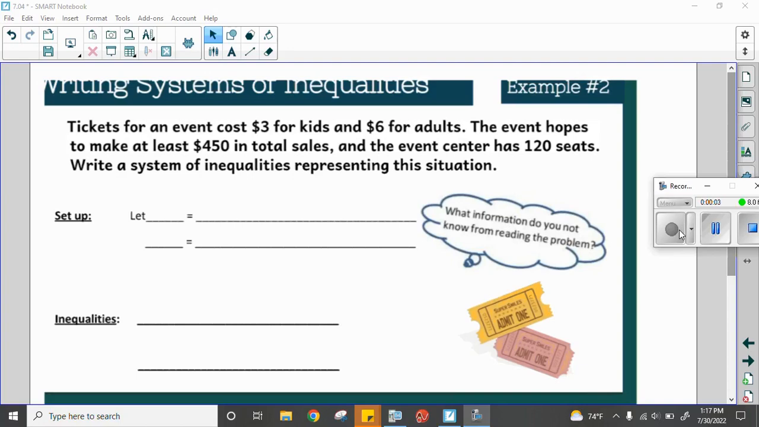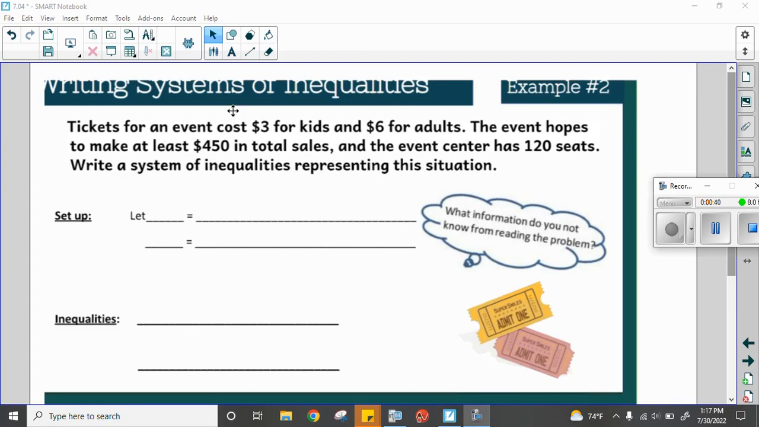Example 2, writing systems of inequalities. Tickets for an event cost $3 for kids and $6 for adults. The event hopes to make at least $450 in total sales, and the event center has 120 seats. Write a system of inequalities representing this situation.